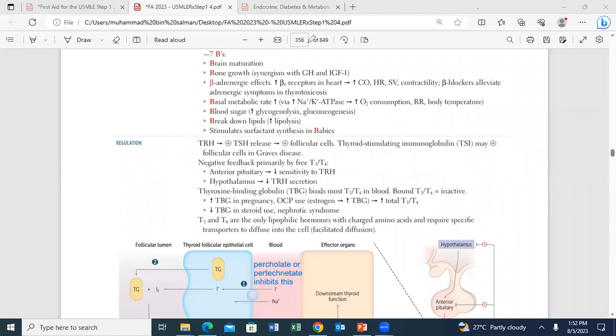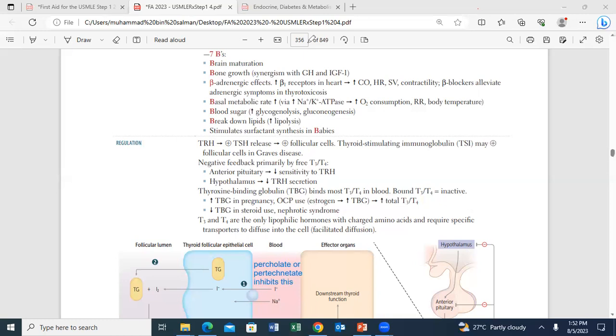Now, there is thyroid releasing hormone released by the hypothalamus, which leads to increased stimulation of thyroid stimulating hormone by the pituitary gland, and that thyroid stimulating hormone causes hyperplasia of follicular cells. In fact, it increases the follicular cells of the thyroid gland. And so in Graves' disease, there may be increased thyroid stimulating hormone, which leads to increased production of thyroid hormone. So Graves' disease is basically a disease of hyperthyroidism.